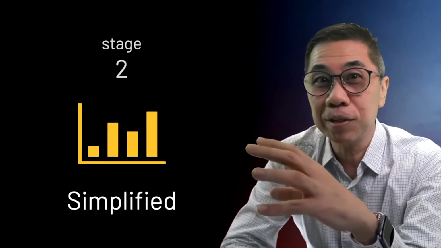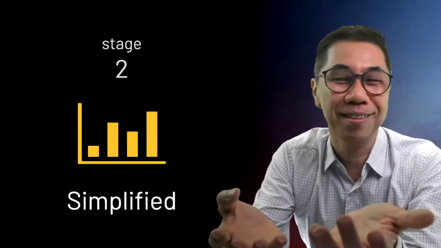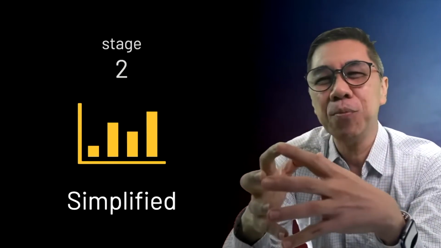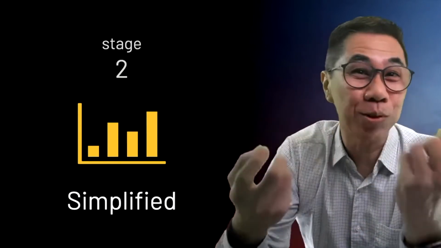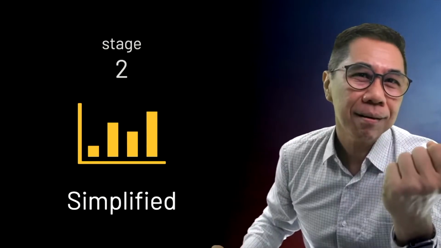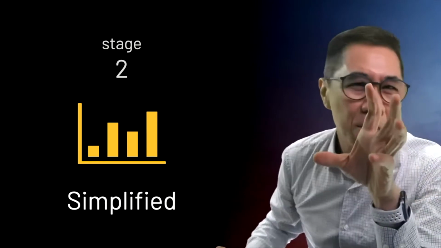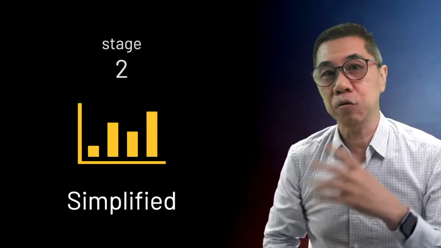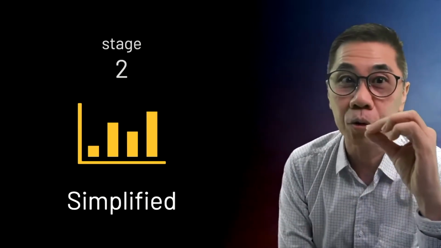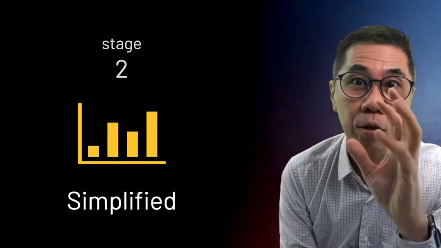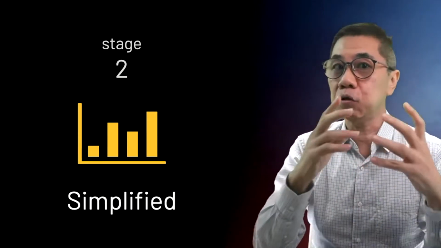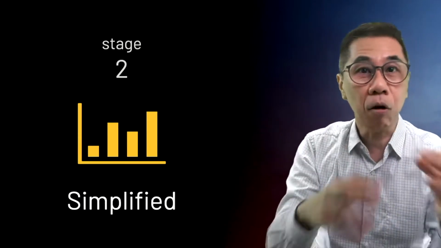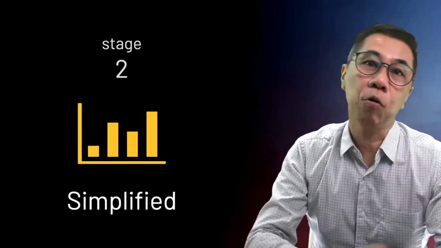Stage two information is simplified information, and simplified information is easier to digest. There's not a lot of things, maybe one thing or two things on the slide. And when you talk about the things that you show on the slide, people can follow you. People know what you are trying to say and what you are trying to show. That's very important, that your audience is able to follow you.